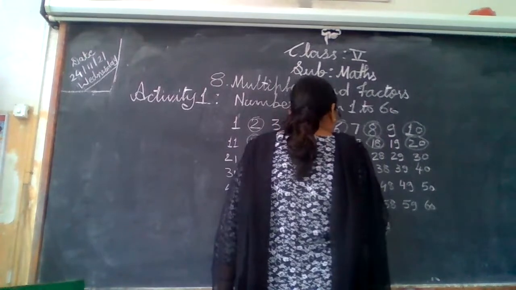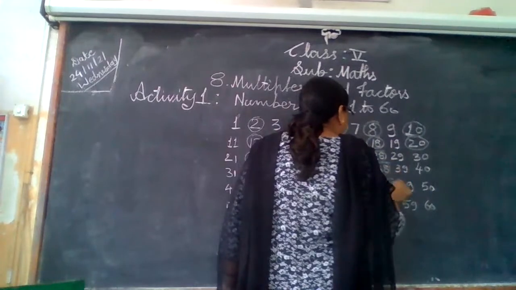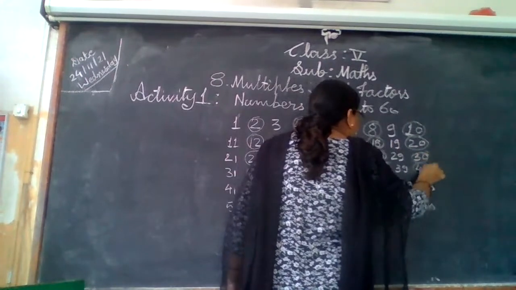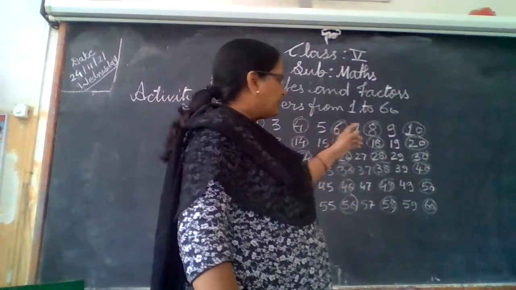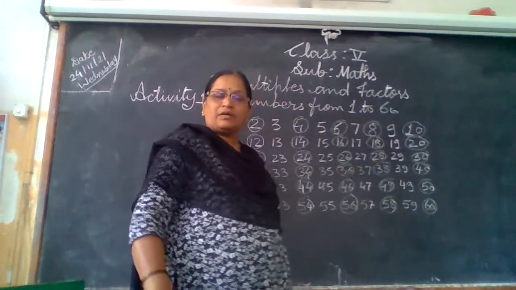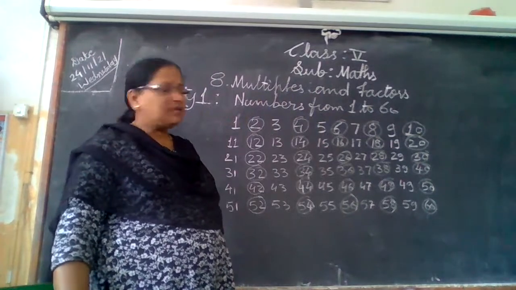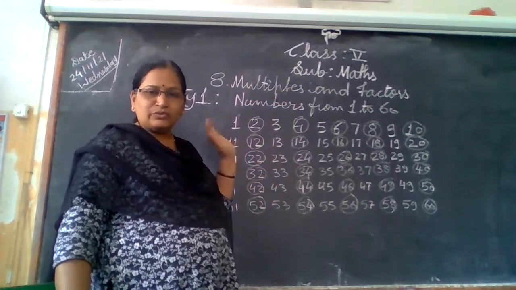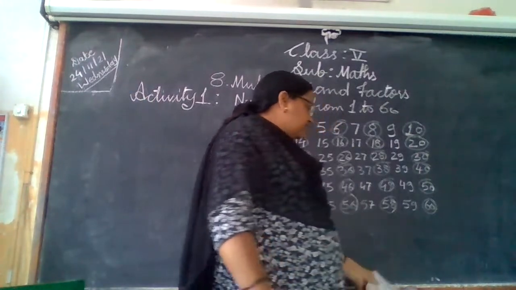26, 36, 46, 56, 28, 38, 48, 58, 30, 40, 50, 60. So students, numbers having 0, 2, 4, 6, 8 in the unit place are the multiples of 2, or you can say they have 2 as a factor. Okay. Now see children, next what is given?